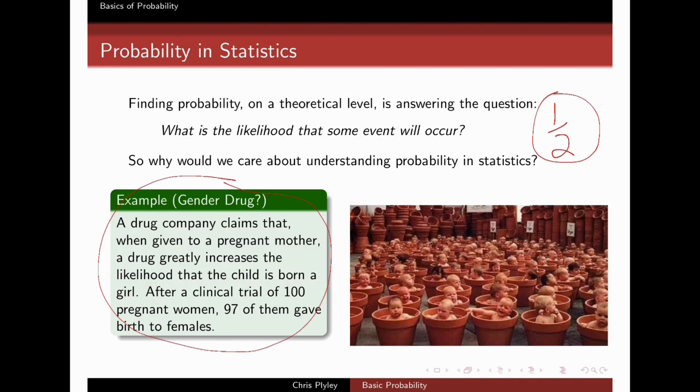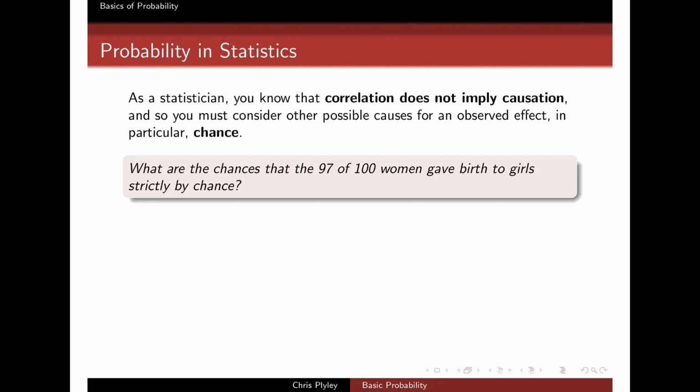So let's suppose that in my clinical trial I give 100 pregnant women this drug, and 97 of them gave birth to females. What would you conclude about your drug? Was it effective or not? How do you analyze this data properly?